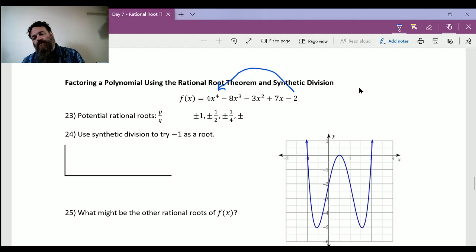So we have 1 and 2, the list of all the numbers that go into 2. And we have 1, 2, and 4, all the numbers that go into 4. All right. 1 over 1, that's already listed for us. 1 over 2, that's already listed for us. 1 over 4, that's already listed for us. 2 over 1 was not listed, so we have plus minus 2. 2 over 2 is 1, we already did that. And 2 over 4 is 1/2, so we already have that as well.